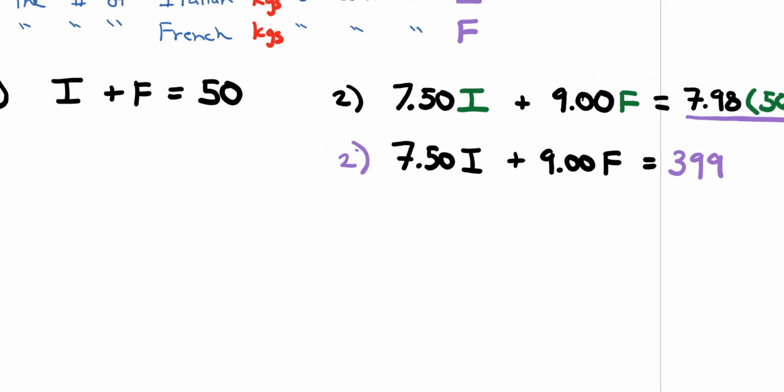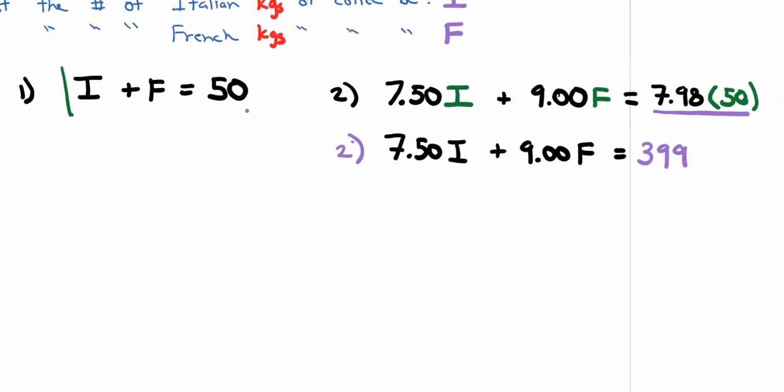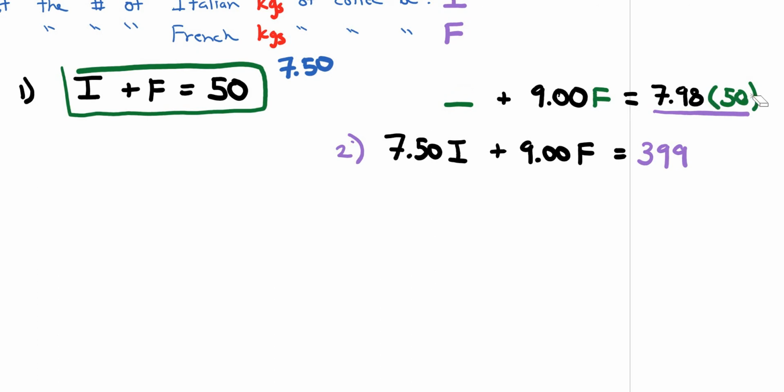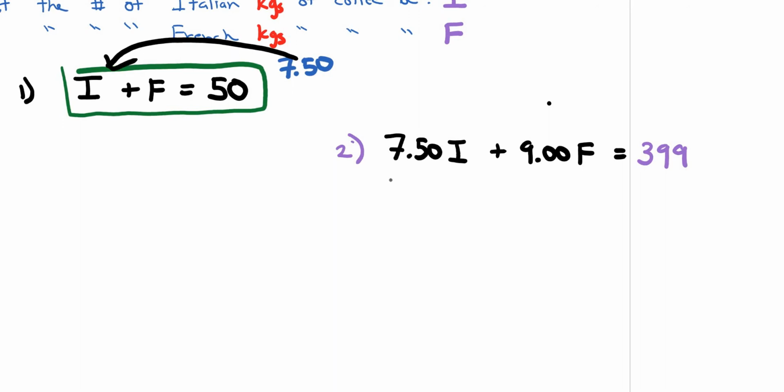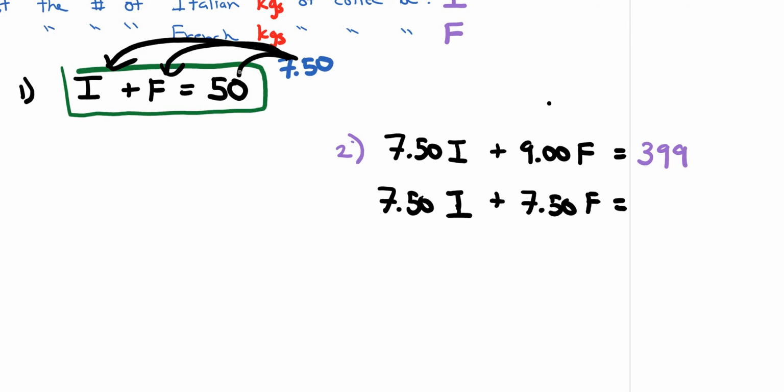Now going back to your first equation, let's go back to this first equation right here. We're going to solve this problem by elimination, and what I'm going to do now is multiply the first equation by 7.50. So let me just erase this now. If I multiply by 7.50, I can just distribute, right? So 7.50 times I is going to be 7.50I. If I do 7.50 times F, that's going to be 7.50F. And with your calculator, if I do 7.50 times 50, that's going to give me 375.